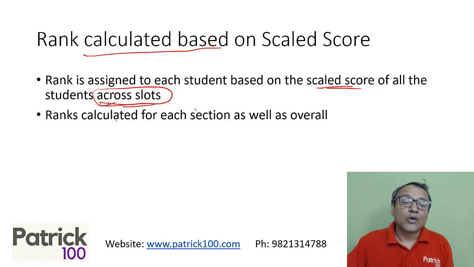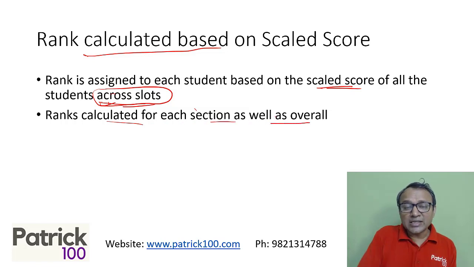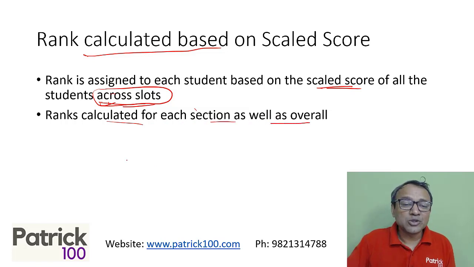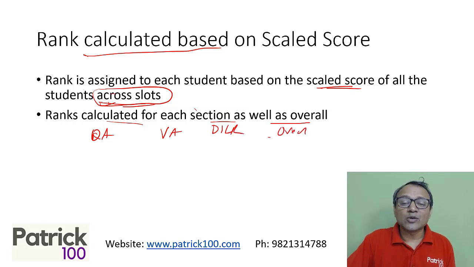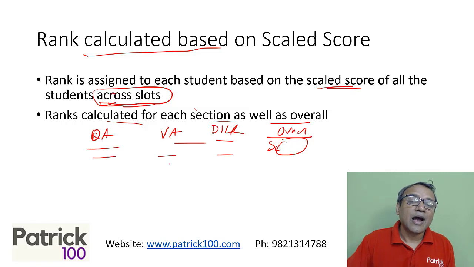Rank is calculated for each section as well as overall. That means you will have a separate rank for, let's say, quant, a separate rank for verbal, a separate rank for DILR, and then your overall rank is calculated. The overall scale score is nothing but the addition of the scale scores of the individual sections. So you get the overall scale score, and based on that your rank is calculated for each area.